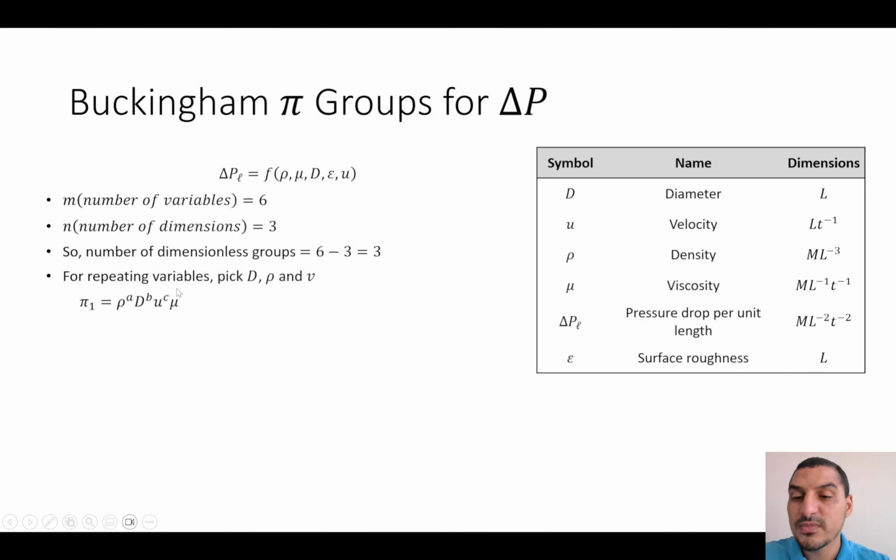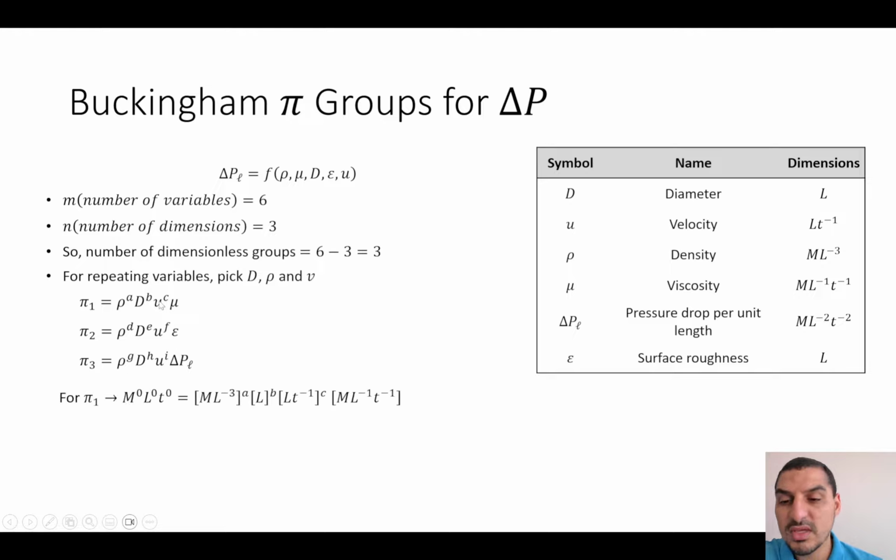To find a way to calculate the powers is very, very simple. It's based on the same idea that these pi groups are dimensionless, which means that the dimensions of this are M^0 L^0 T^0, and we already know the dimensions of each one of them. So we can say that M^0 L^0 T^0 equals the density, which is M L^-3 to the power a, diameter, which is L to the power b, velocity, L T^-1 to the power c, and then the viscosity, which is M L^-1 T^-1.